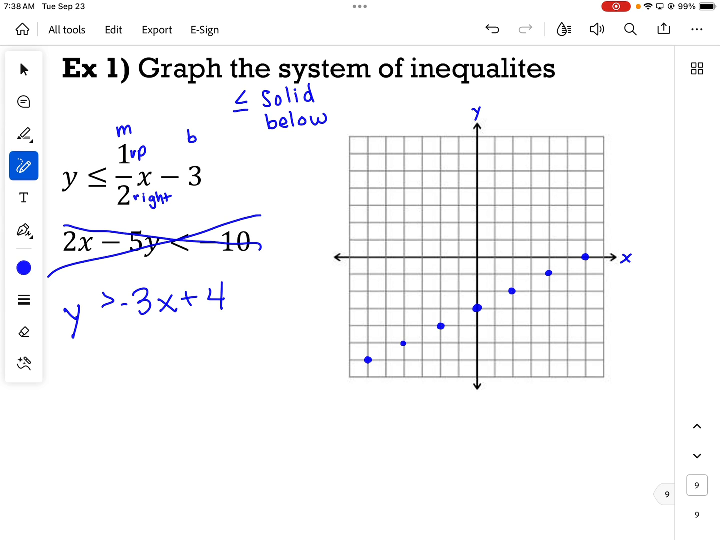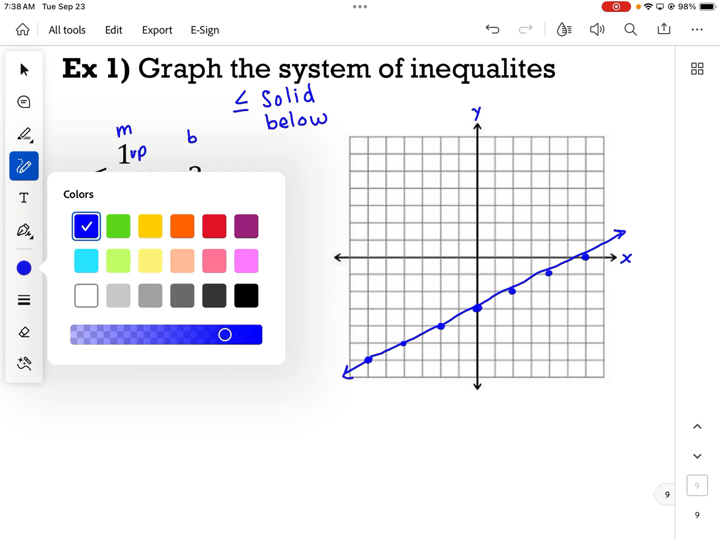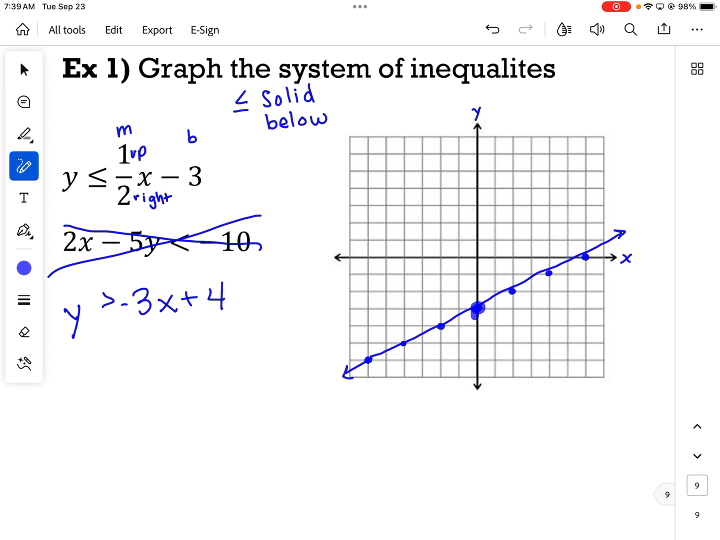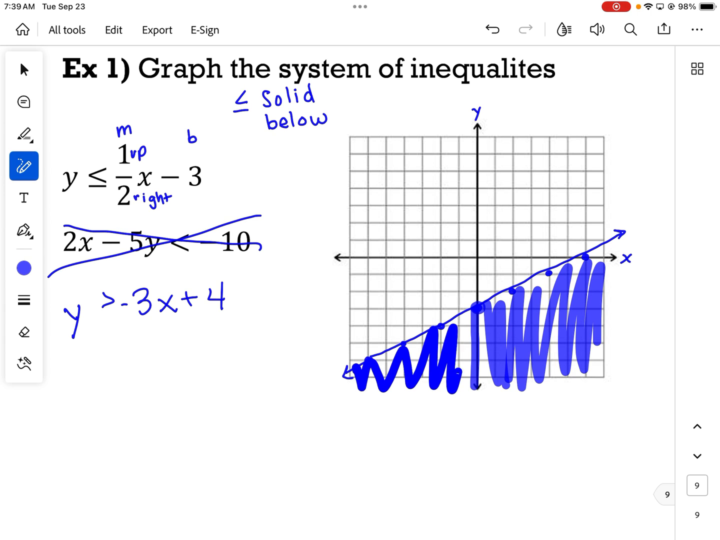So use a straight edge. You can use your ID to connect to make your line. And we want to shade below. So look at where your y-intercept is. So it's right here. And now shade below.